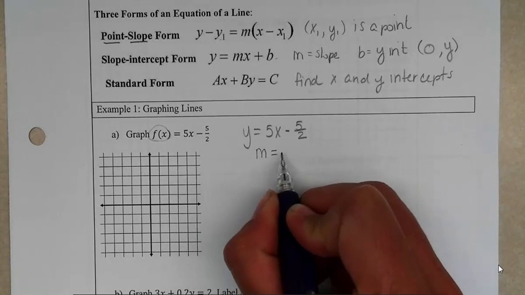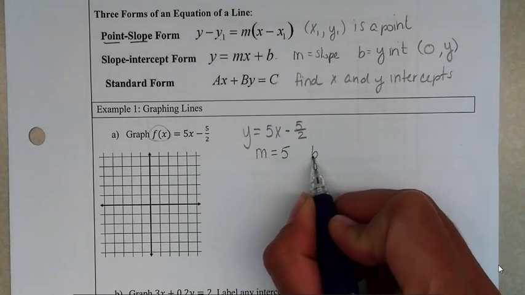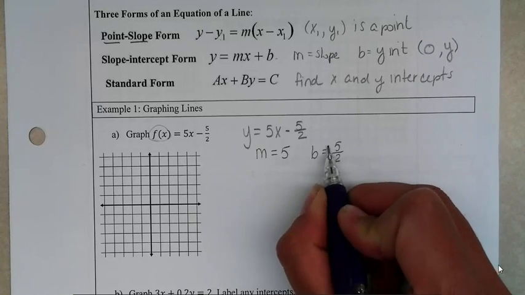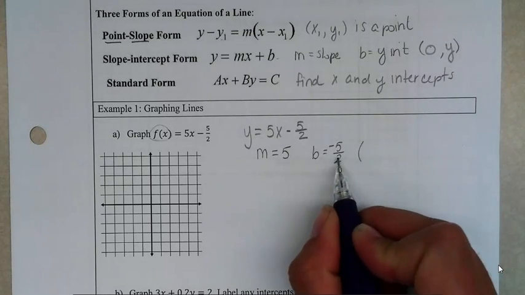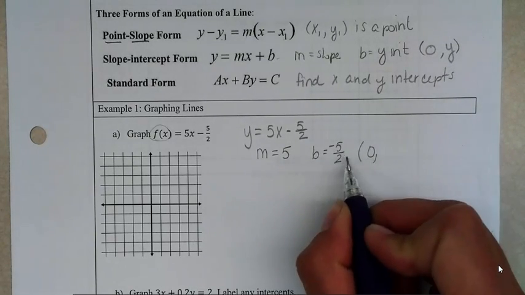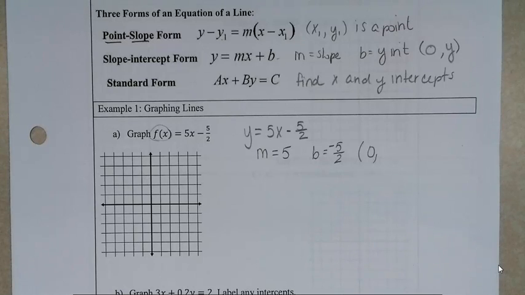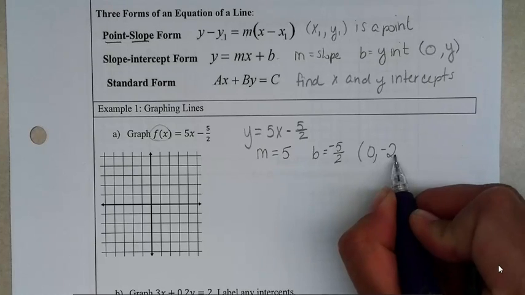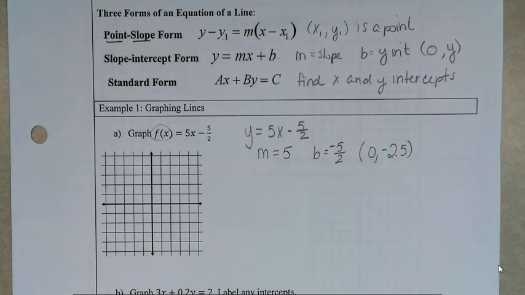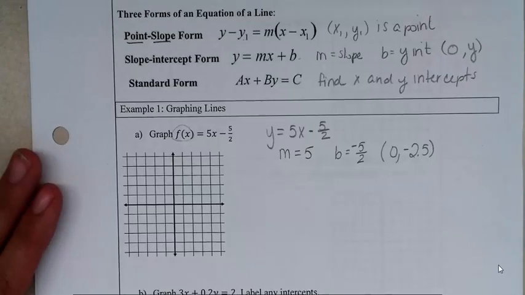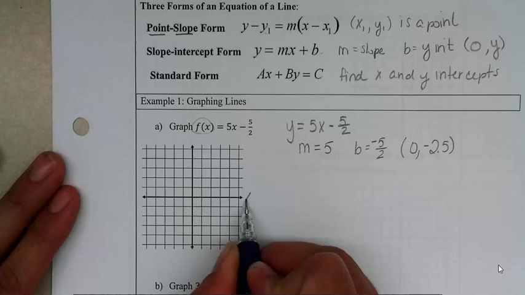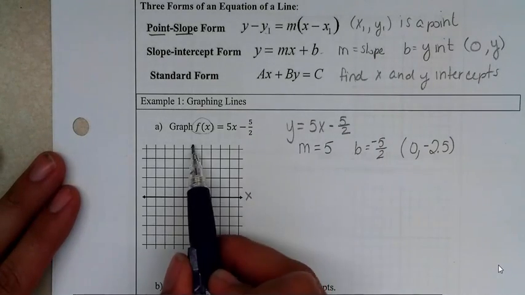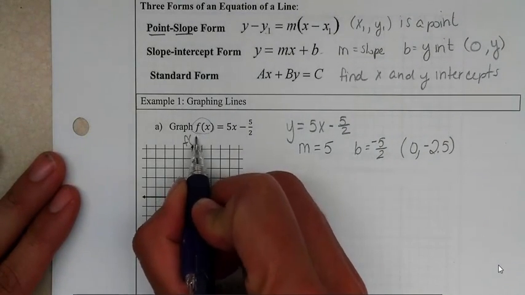So my slope is 5, and my y-intercept here is negative 5 halves, which means that I have the point 0, and I'll make that into a mixed number so it's a little bit easier to graph, 0, negative 2.5 is a point on this graph. The function was f of x. I know that my inputs are x, so I'm going to label this axis as x, and this axis will be f of x.